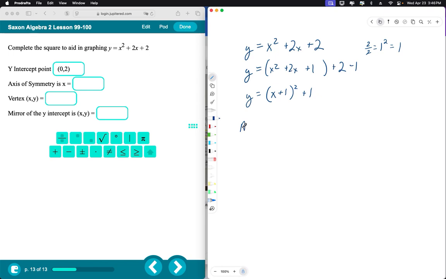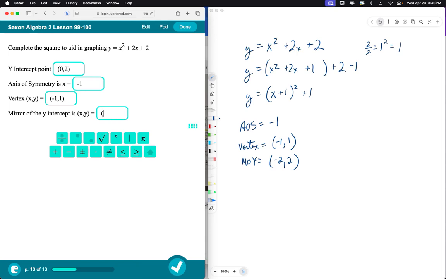Okay, so the AOS, the vertex, and the MOY, that's negative 1, negative 1, positive 1, and negative 2, positive 2. So we'll type those in. So that's -1, -1, +1, and -2, 2. And that should be correct. And it is. All right, so that is lesson 99 to 100.